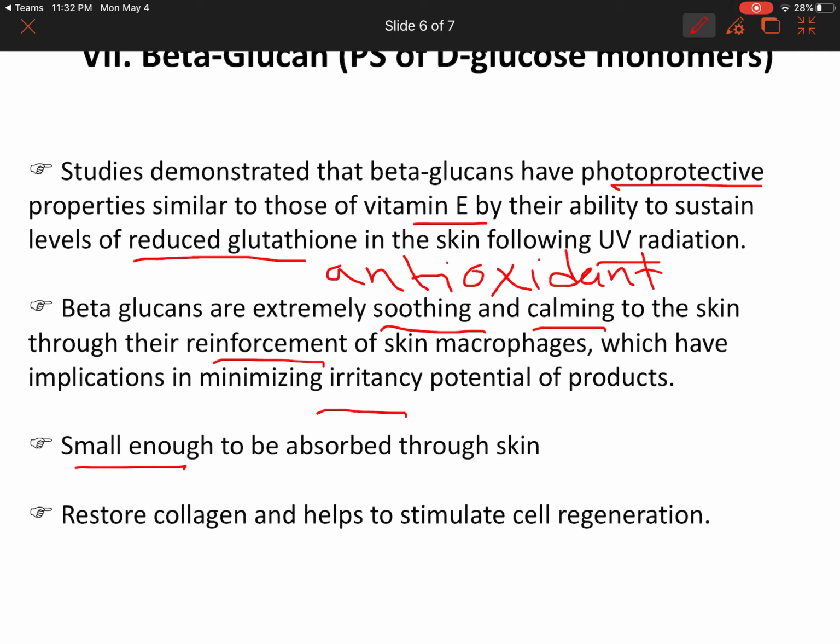They have the advantage of small molecular weight, so they are easily absorbed from the skin. And there is a study showing that beta glucan can restore collagen, and it helps to stimulate cell regeneration. So it stimulates skin tissue to rebuild surface cells.